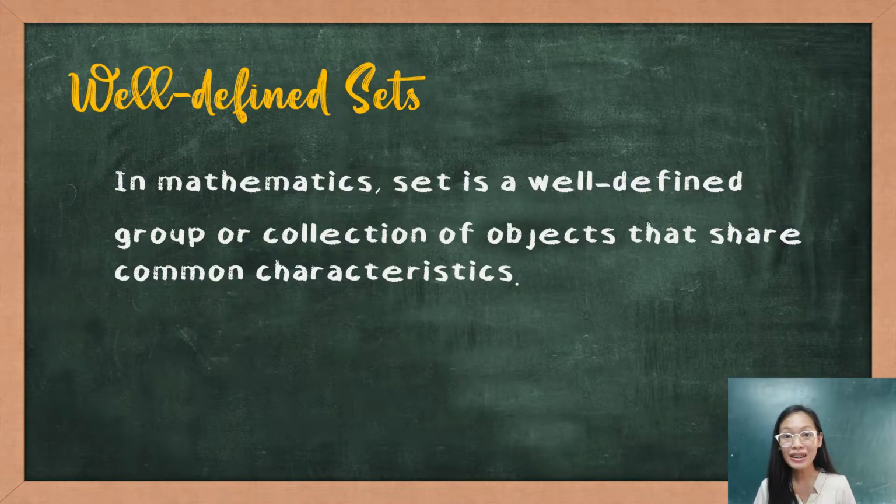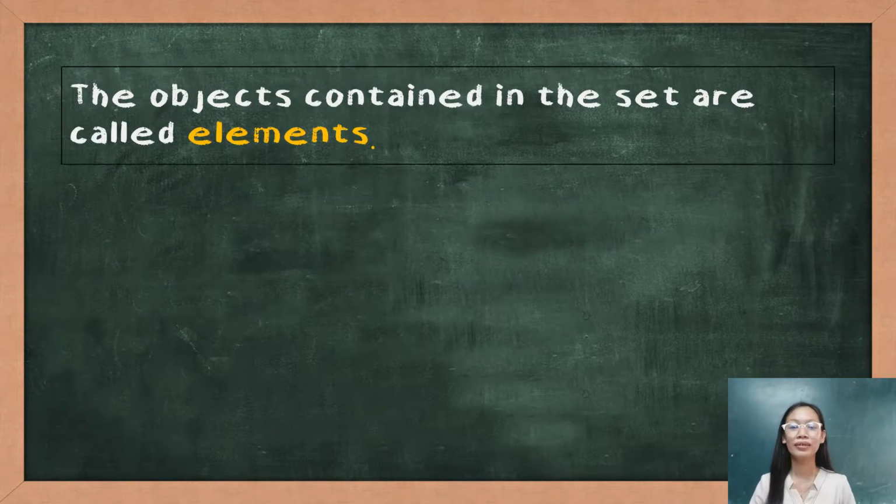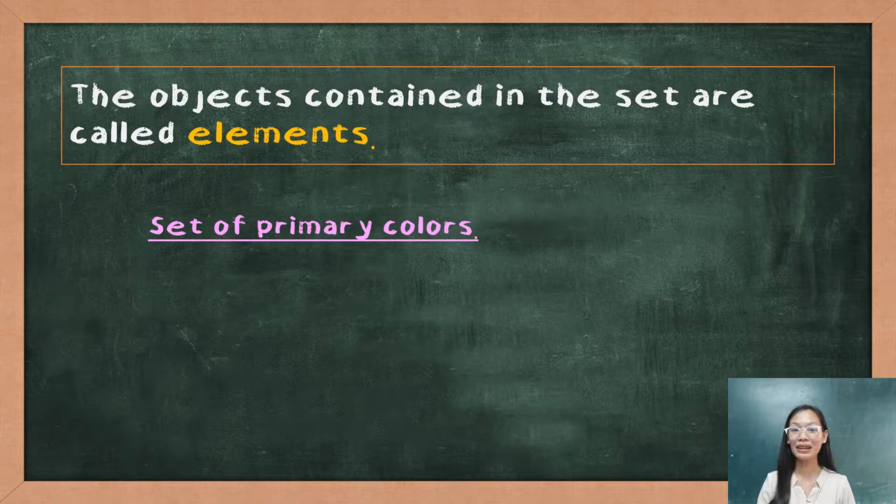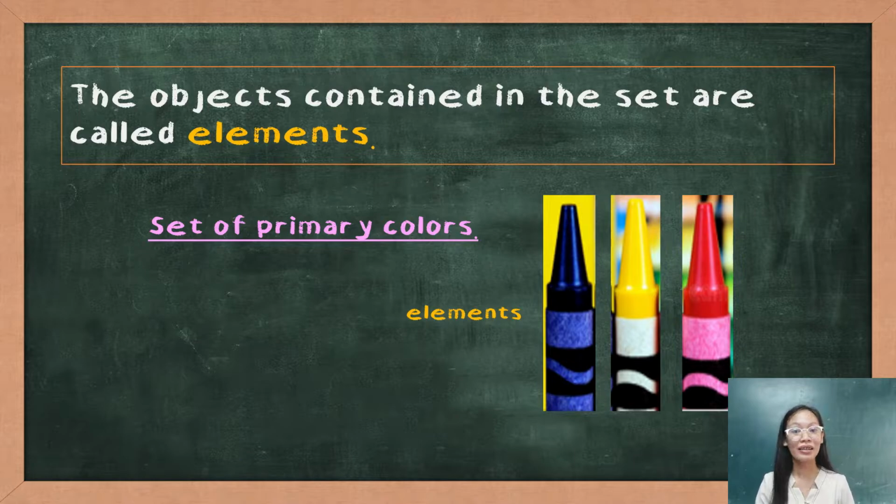Can you give me now some examples of a set that is well defined? Alright, just like the set of senses of our body, we have the sense of sight, the sense of taste, the sense of smell, the sense of hearing, and the sense of touch. The objects contained in the set are called elements, just like in our example, the set of primary colors. The elements are its objects: the blue, yellow, and the red.